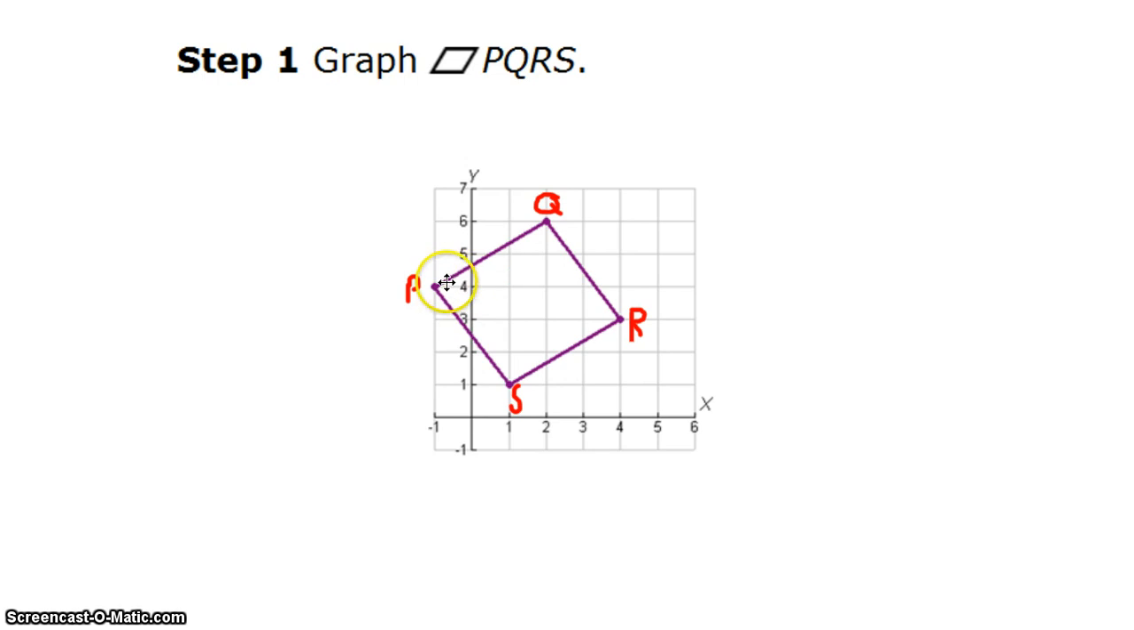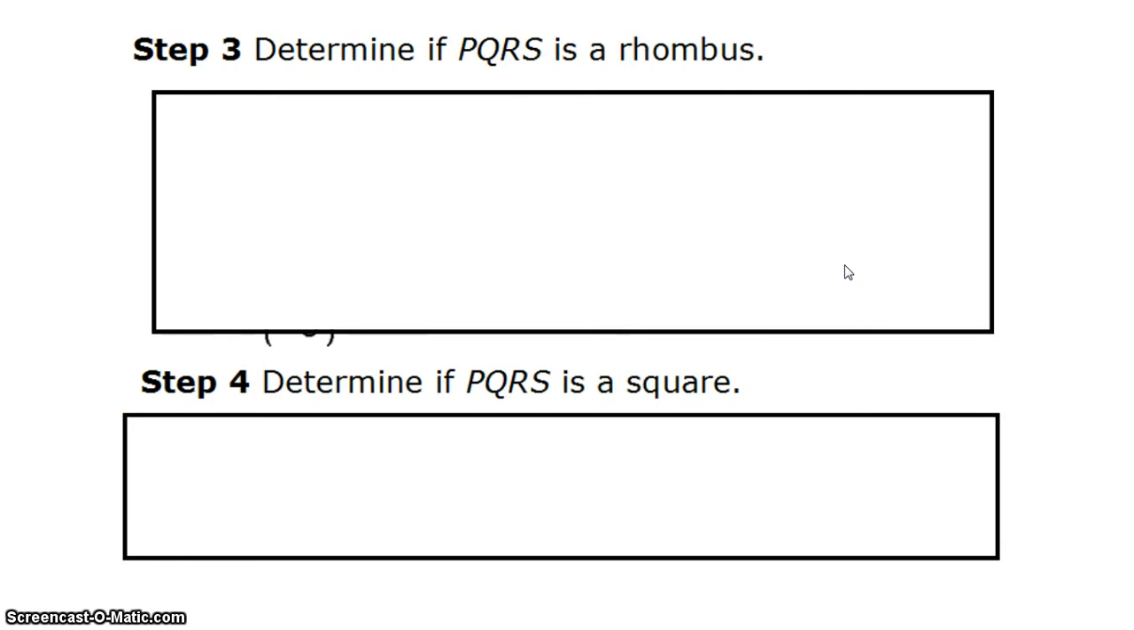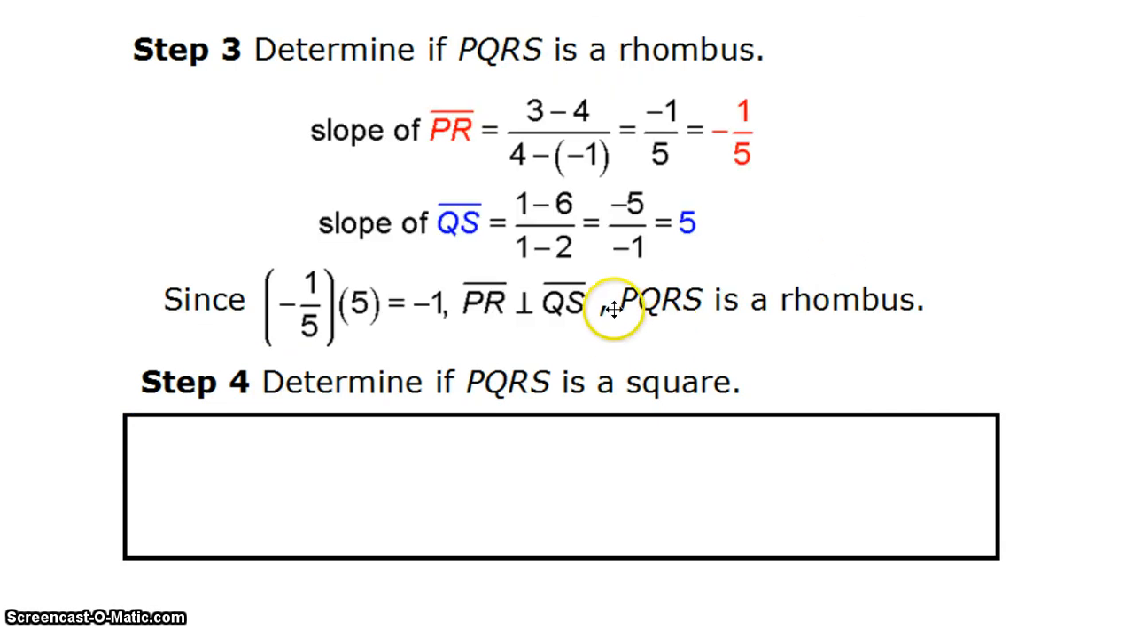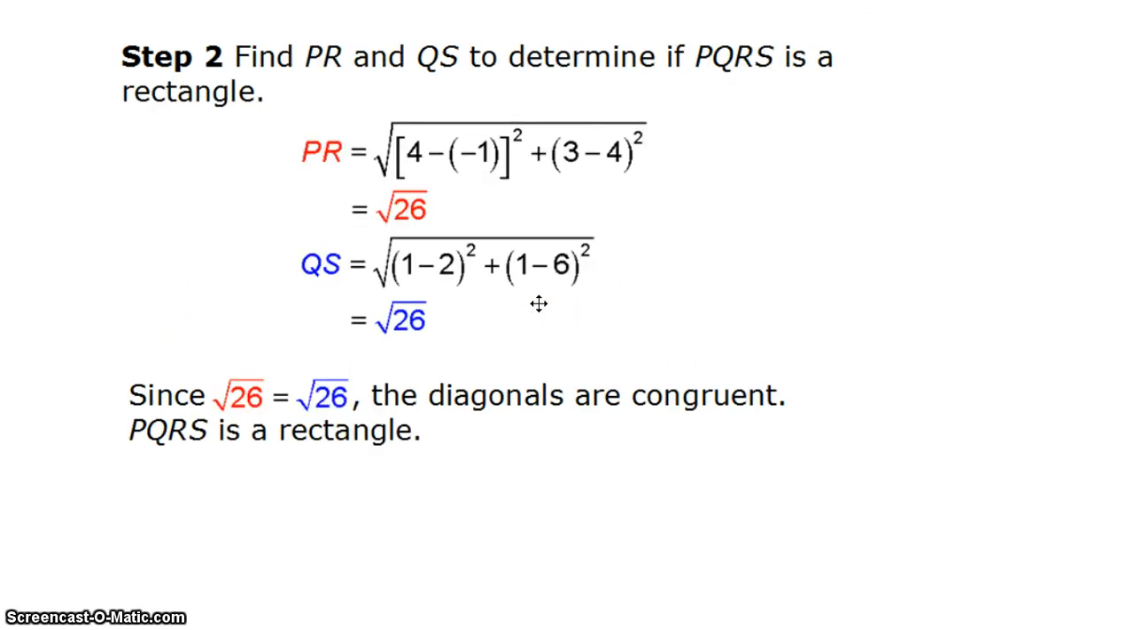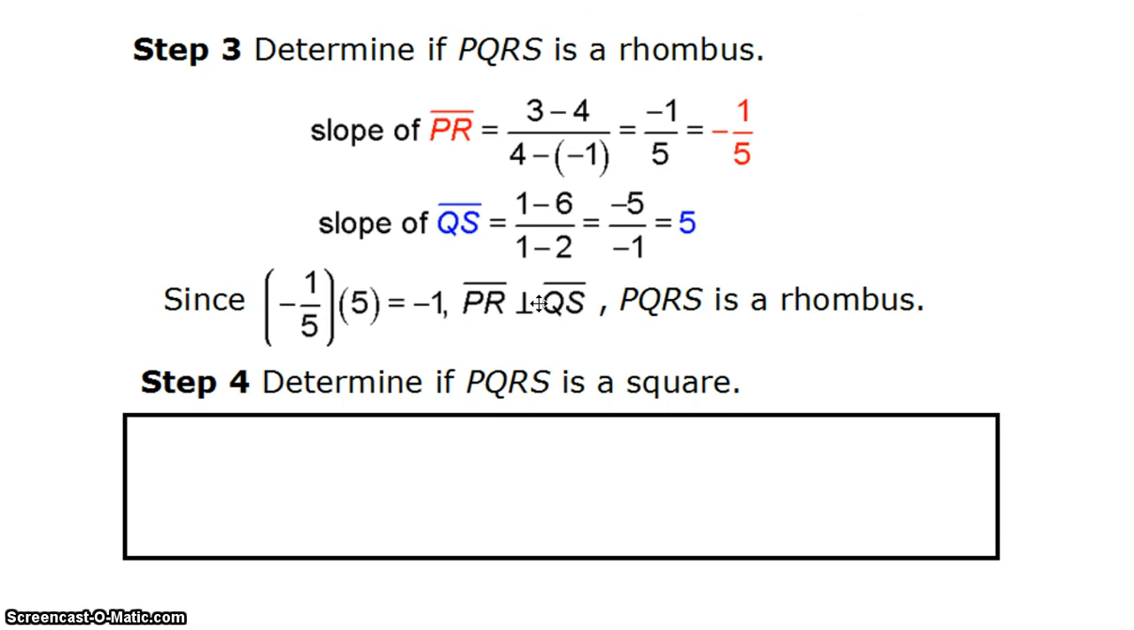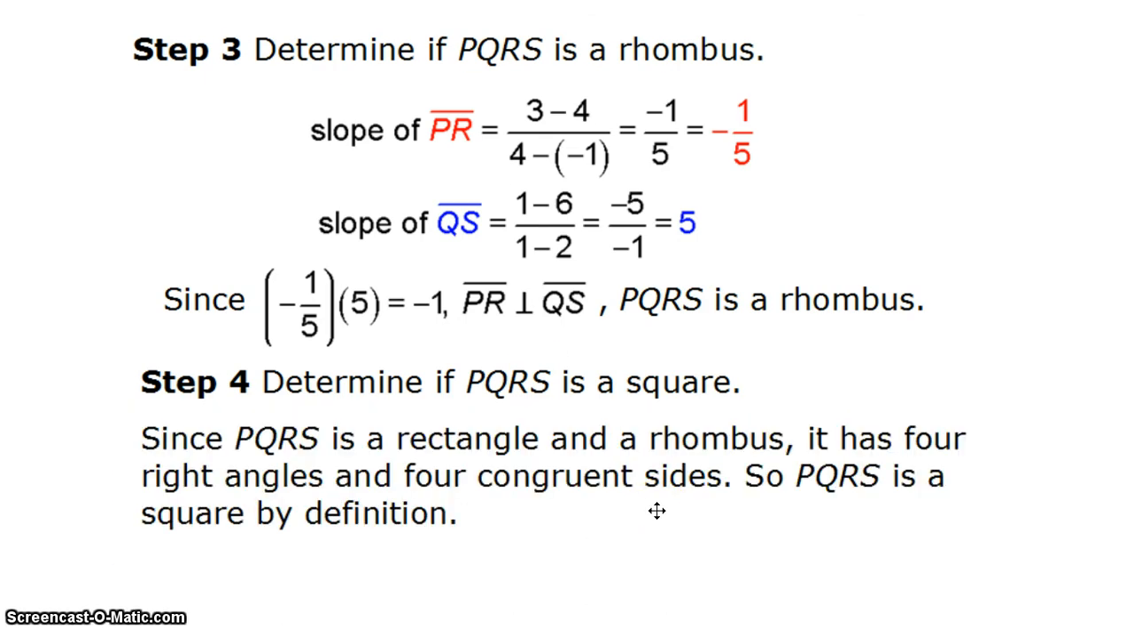So we can find the slope now. The slope of PR would be what, down 1 and over 1, 2, 3, 4, 5, so negative 1/5, and the slope of QS would be up 5 and over 1, so 5. Negative 1/5 is perpendicular to a slope of 5, and I'm sure you're saying yes, right? So we can say that this is a rhombus due to the fact that the diagonals are perpendicular. And finally, because we know that PQRS is a rhombus and PQRS is a rectangle, we can state that PQRS is a square.